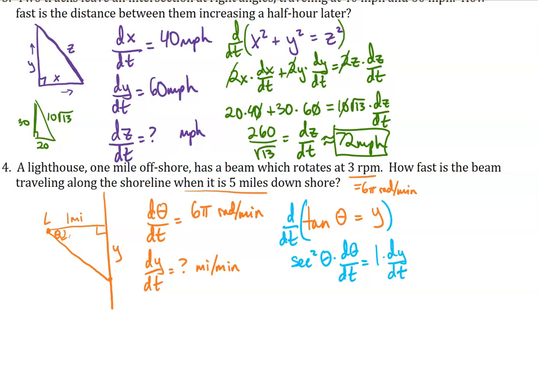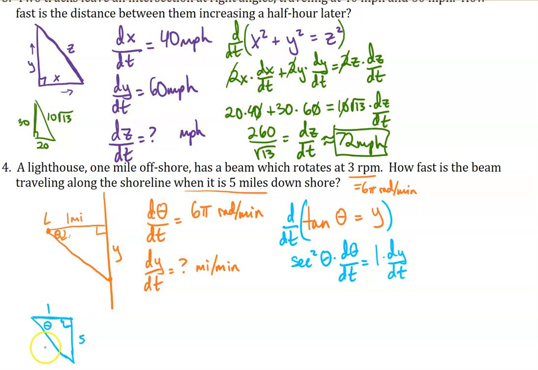Now we're plugging values in given our instant. Once you've taken the derivative, then you can use the values for your instant. So dy over dt is what we are solving for. D theta over dt is 6 pi. We need to know what secant squared of theta is at this particular instant. So let me draw another triangle. We are looking for secant squared of theta when this distance is 5. And remember, this distance is a constant 1.